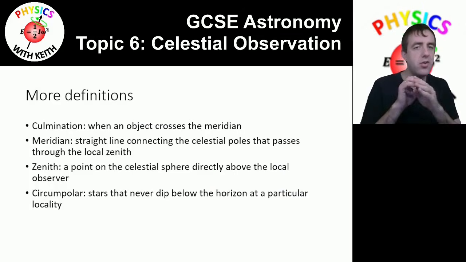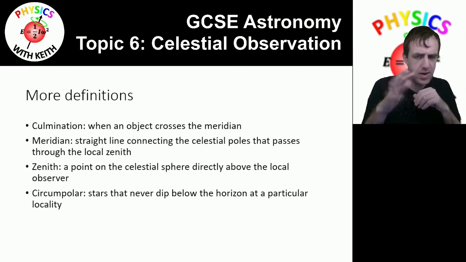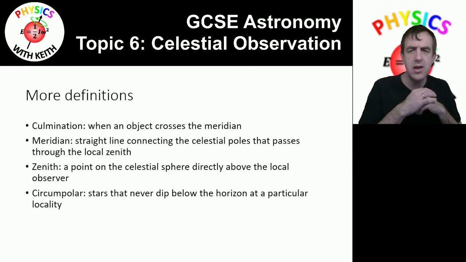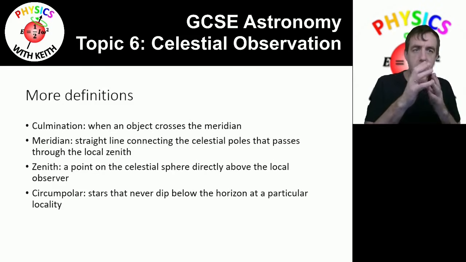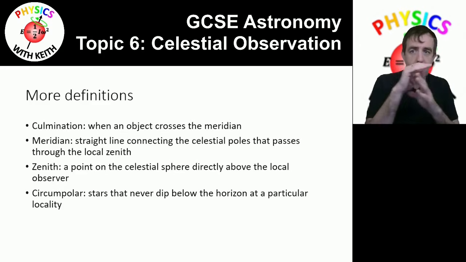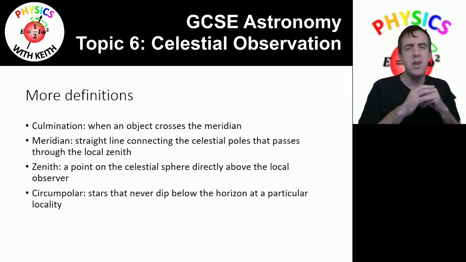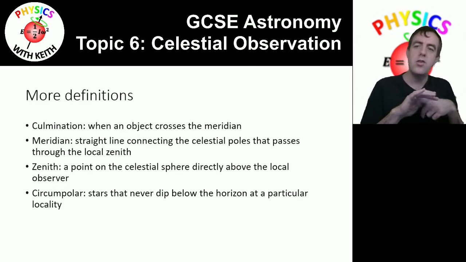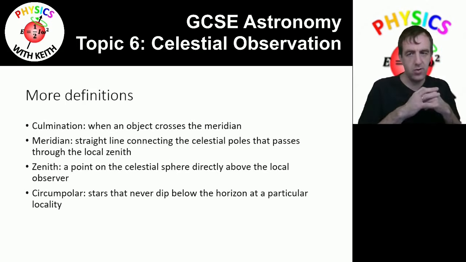Now, when a body crosses the meridian, there's a technical word for that, which is culmination. Sometimes that word is used incorrectly in the media. For example, recently, Jupiter and Saturn were both very, very close together and they culminated. They both crossed the same meridian, but then people thought that just meant they were close together. So the meridian there, we've already talked about several times.